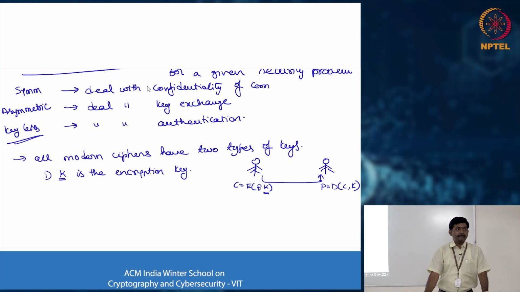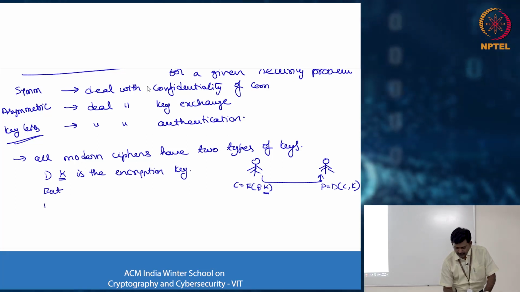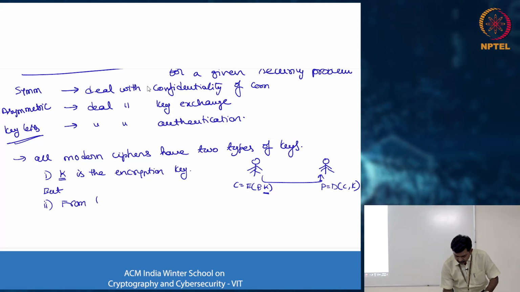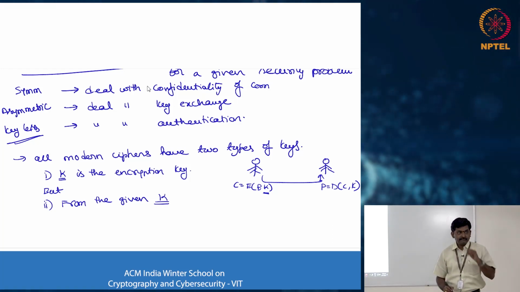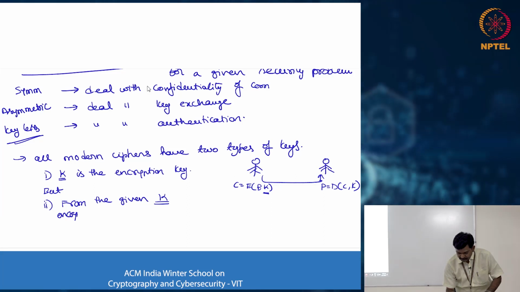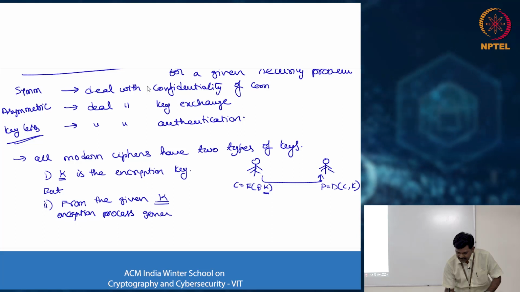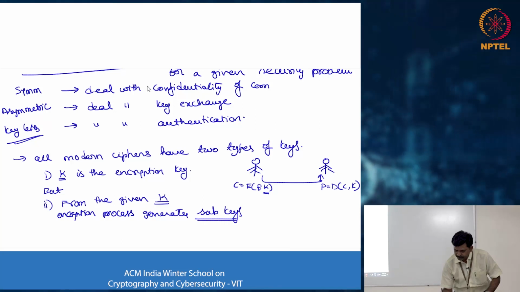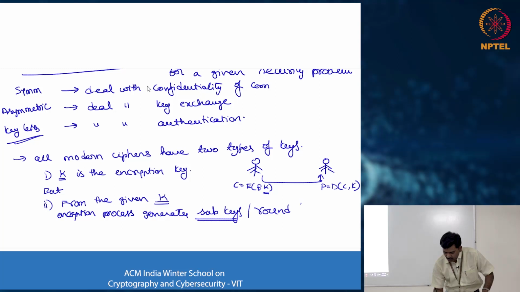Okay. But from the given K, the encryption process generates subkeys, or you call them round keys.